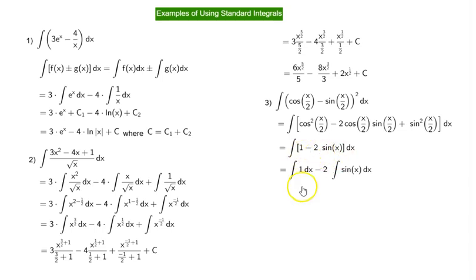Again we split it. We get integral of 1 dx minus 2 times integral sine x dx. Integral of 1 dx is x. Remember, when we differentiate x, it becomes 1. Minus 2 times, we know the integral of sine x is minus cos x plus c. And finally, we get x plus 2 times cos x plus c. So that is the integral of this function.